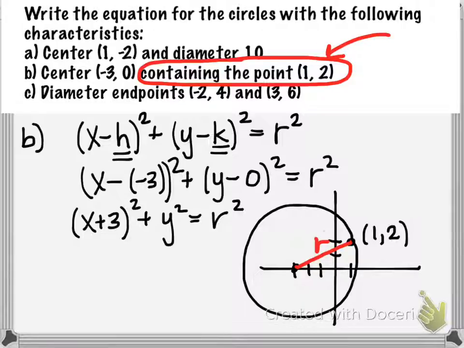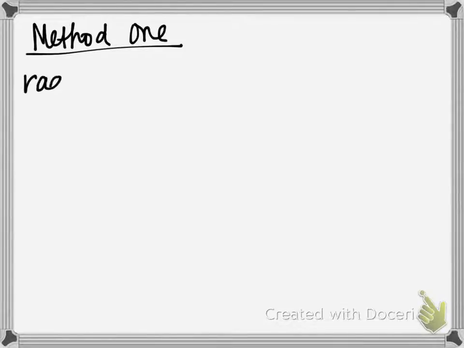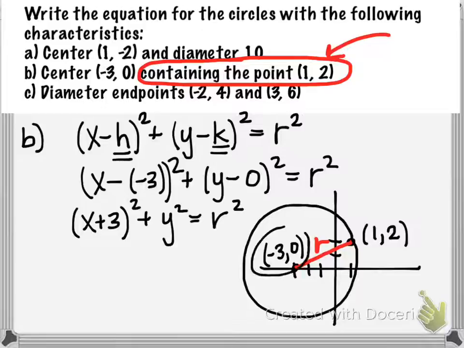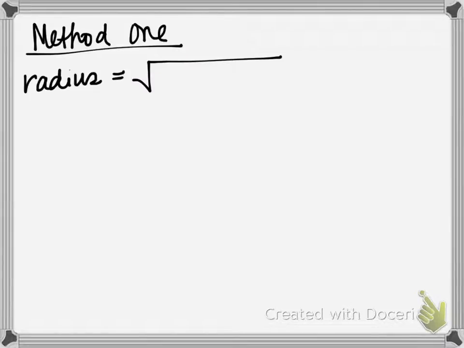So there's essentially two different methods for figuring out the radius and then the equation for the circle. What I would call method 1 would figure out the distance between the center and the point (1, 2). And if you've studied the distance formula, then you know how to figure out the distance between 2 points. So method 1, we're going to use the distance formula. To figure out the radius of this circle, we're going to use the distance formula between the 2 points, (-3, 0), which is the center of the circle, and (1, 2). So let me jot those points down here: (-3, 0) and (1, 2).